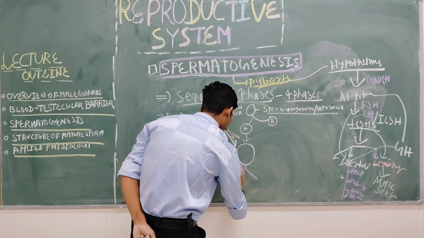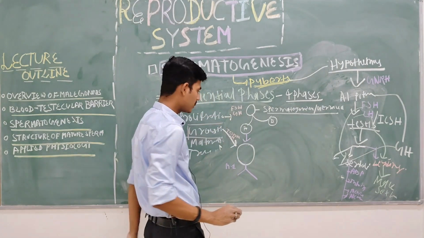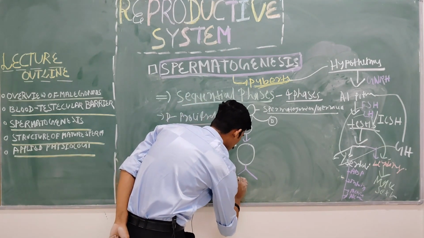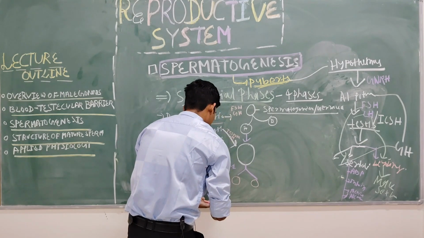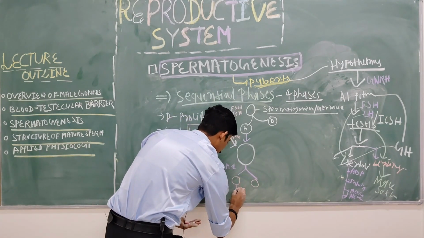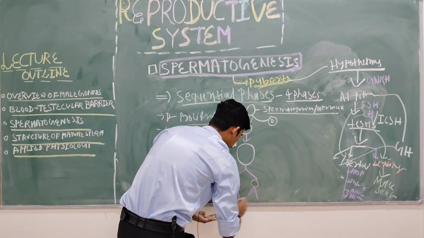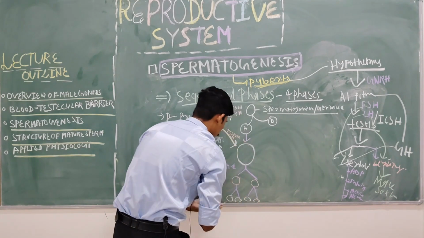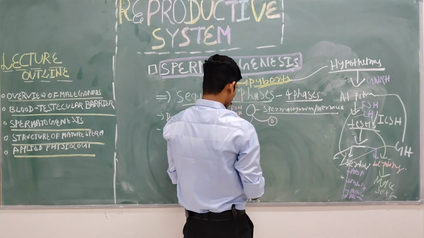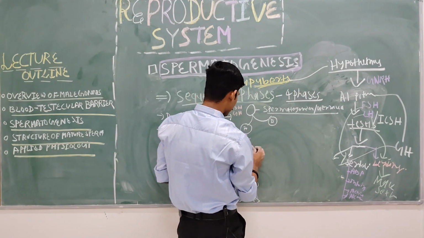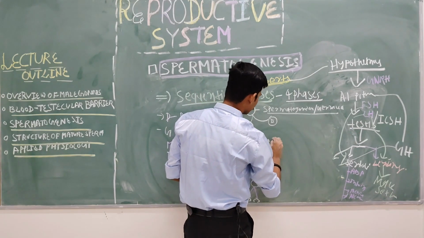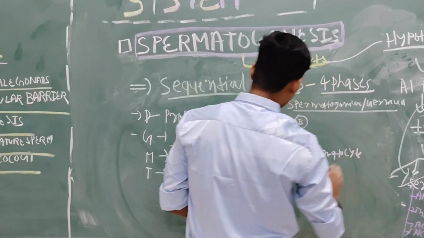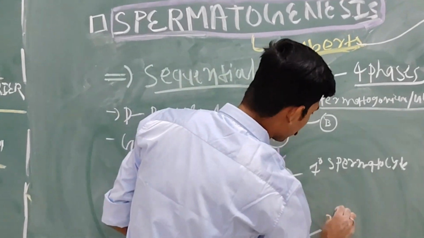meiotic division, the first division, meiosis 1, and from here there is a formation of two cells. Then meiosis 2 happens, and there is a formation of 4 cells. Now this is called the spermatogonium. This is called the primary spermatocyte. This is called the secondary spermatocyte.